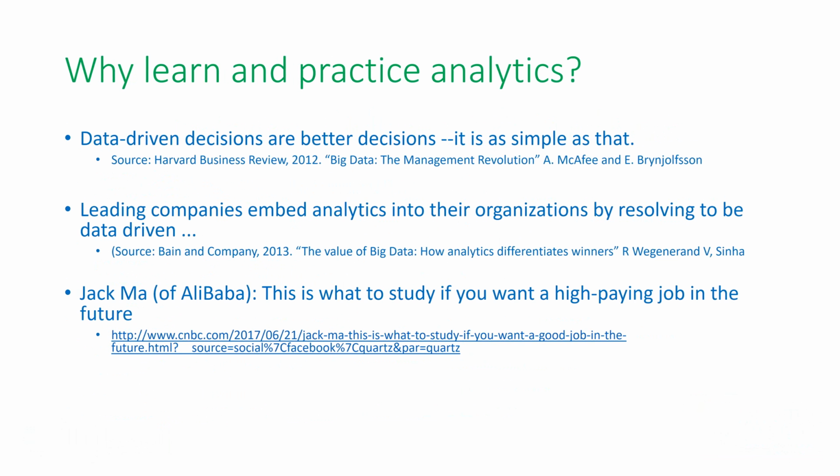Recently, Jack Ma of Alibaba gave an interview to CNBC, and he emphasized artificial intelligence, analytics, and statistics for the future. He recommended that young people study these things if they want a good job in the future. In that article, you also see Elon Musk of Tesla and Eric Schmidt, ex-CEO of Google. They also mention why analytics is very important.